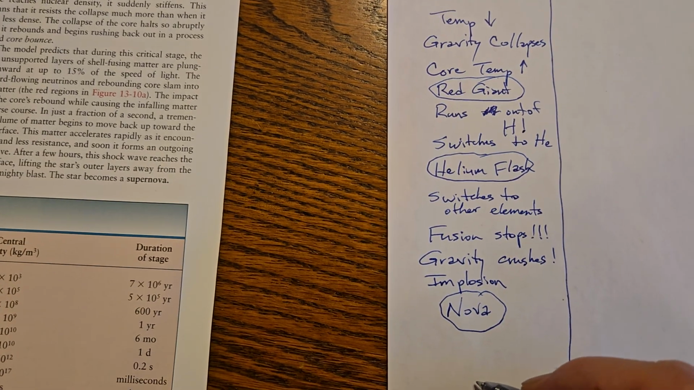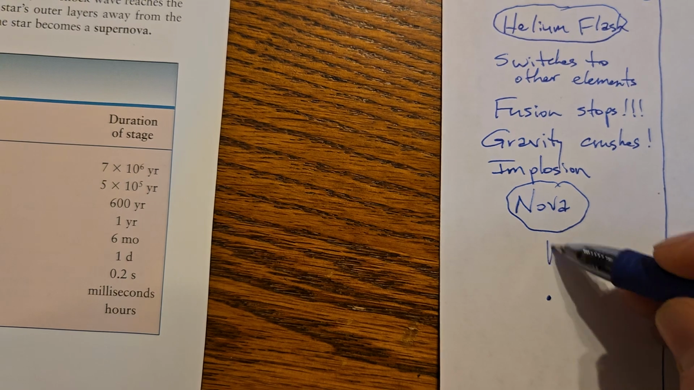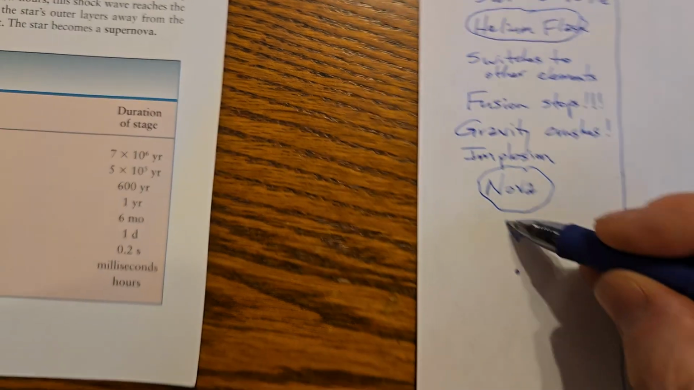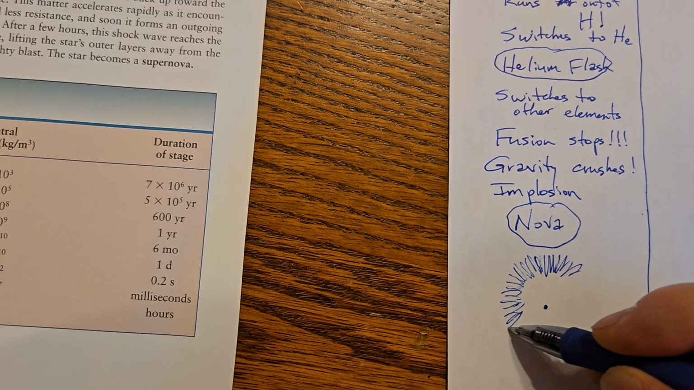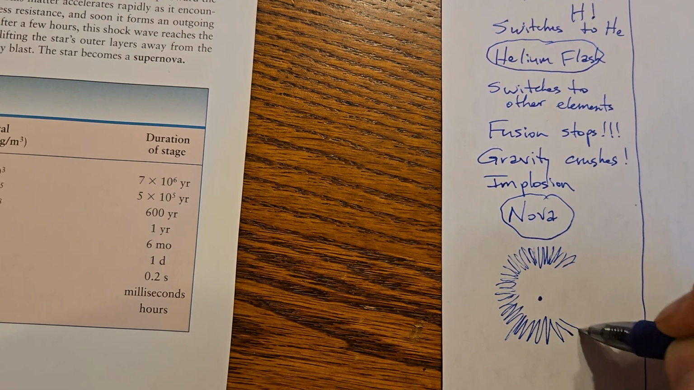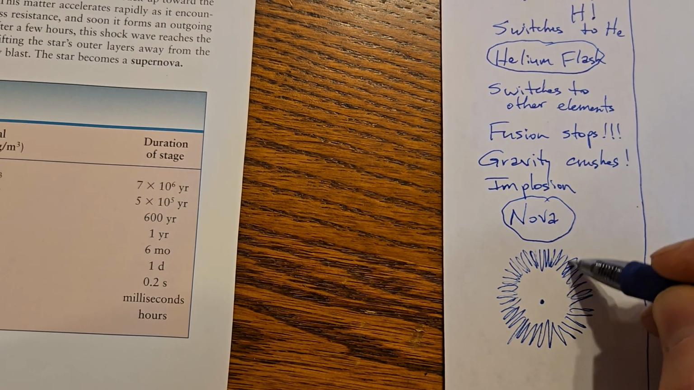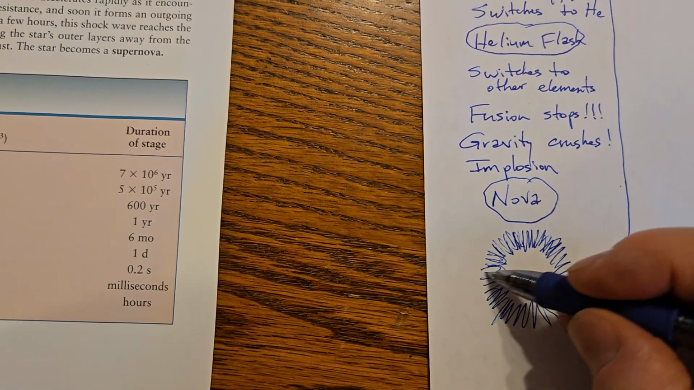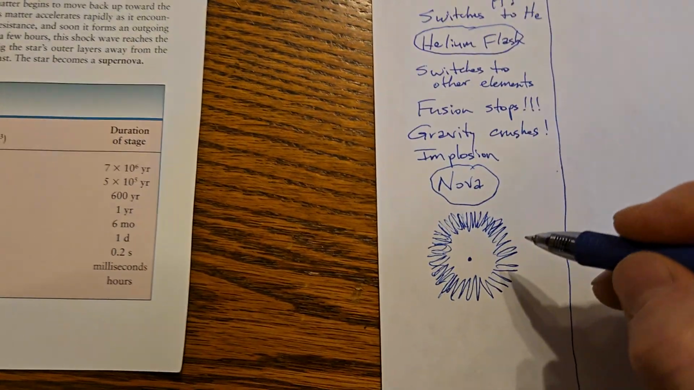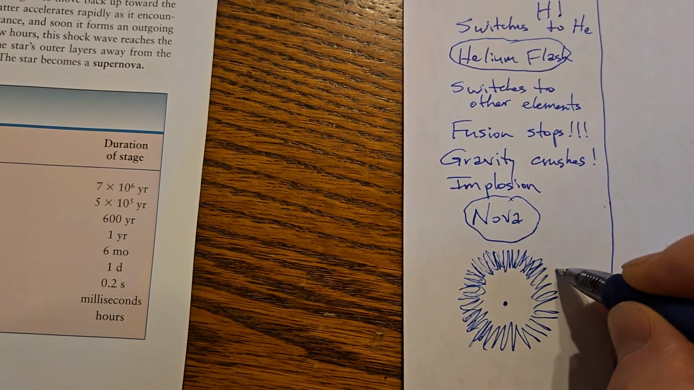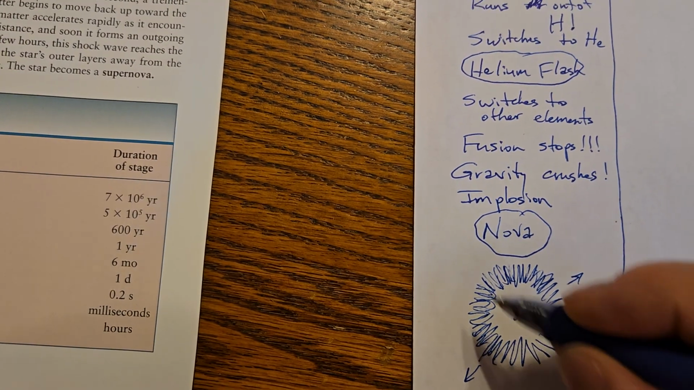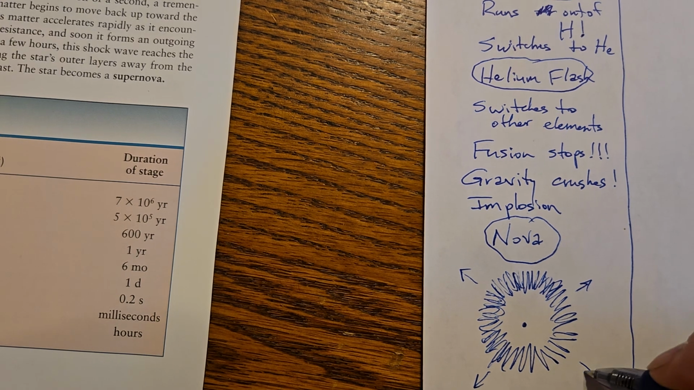Okay? Now I'm going to draw a little dot here. That's the star. Okay? And here, I circled nova because you can see a nova happen. They're a neat event for astronomy nerds to witness. This is the star's outer layers. It's most of its guts blowing out into space. And it looks really cool. It's one of my favorite things to look at.